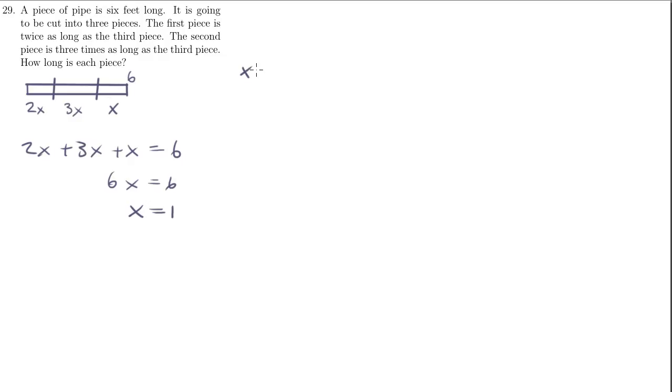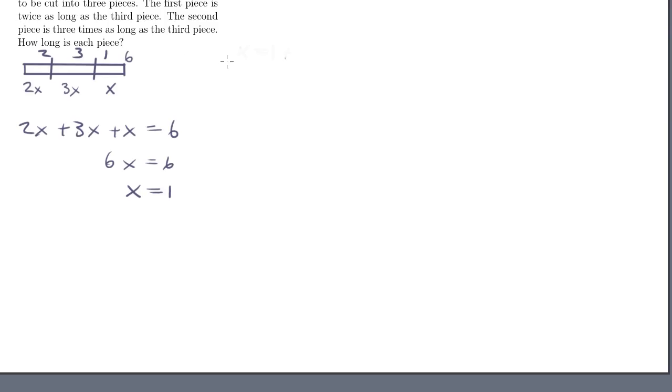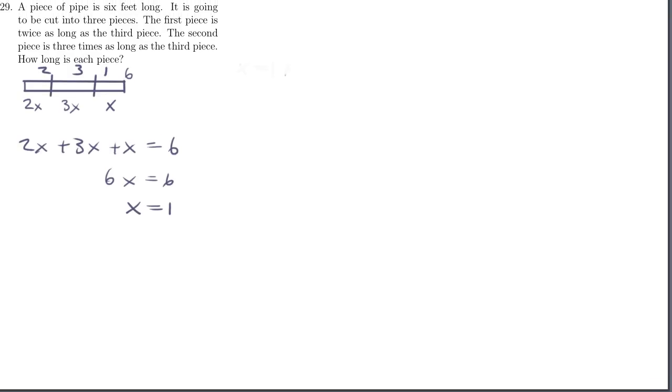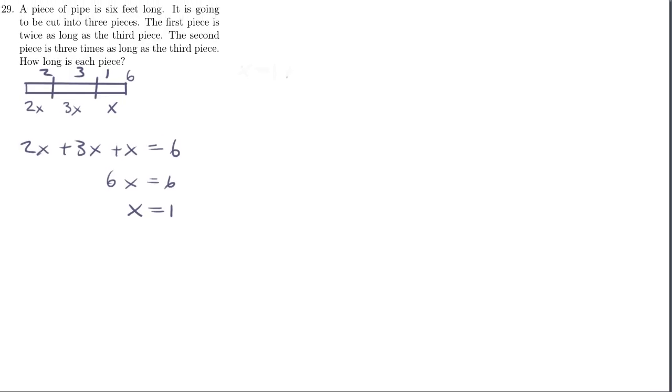So then we have x is 1, so the pieces are 2, 3, and 1. So let's not do the x. Let's just figure out 1 plus 2 plus 3, right? Oops, pardon me. Let's look at 21.